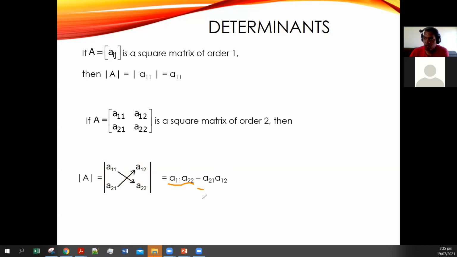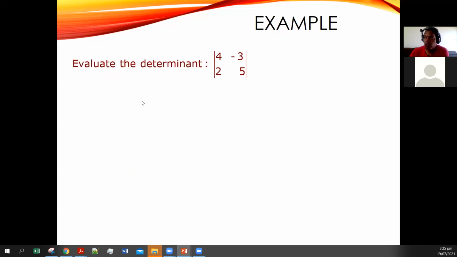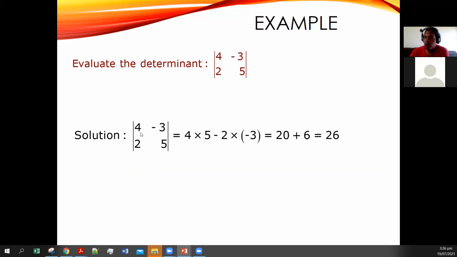And preferably using this, we will be able to get the determinant of a matrix. So here we have an example where we can evaluate the determinant of the matrix. So we have these elements over here. Okay, so the solution for this, we said we will cross multiply and then subtract.